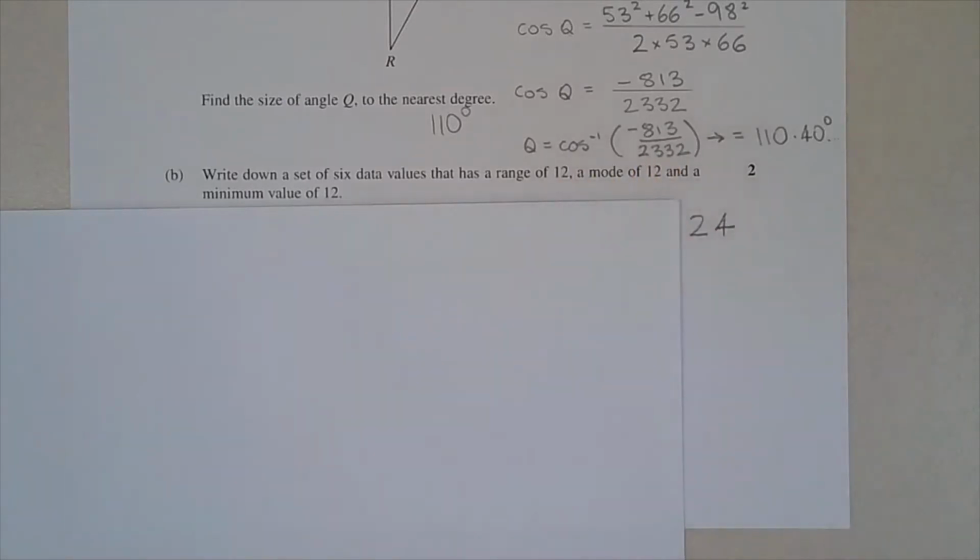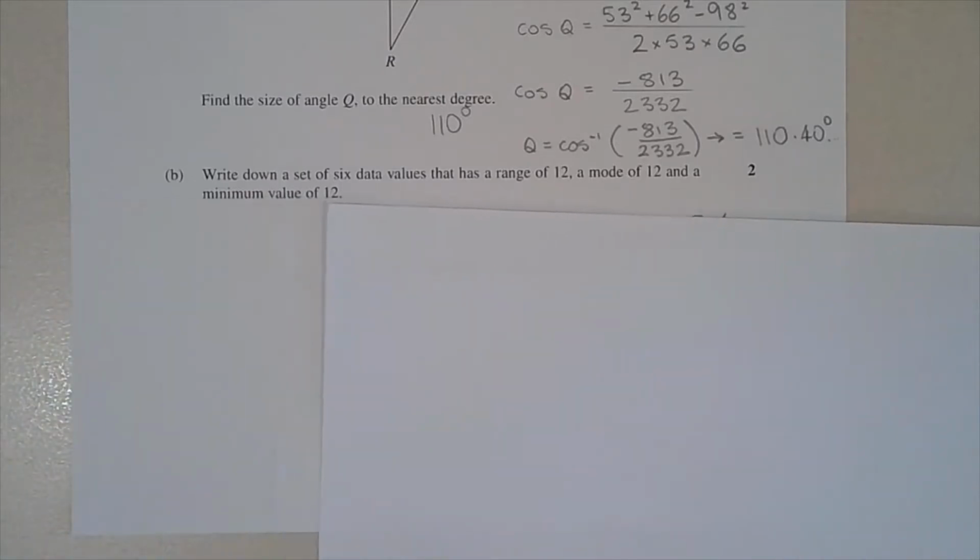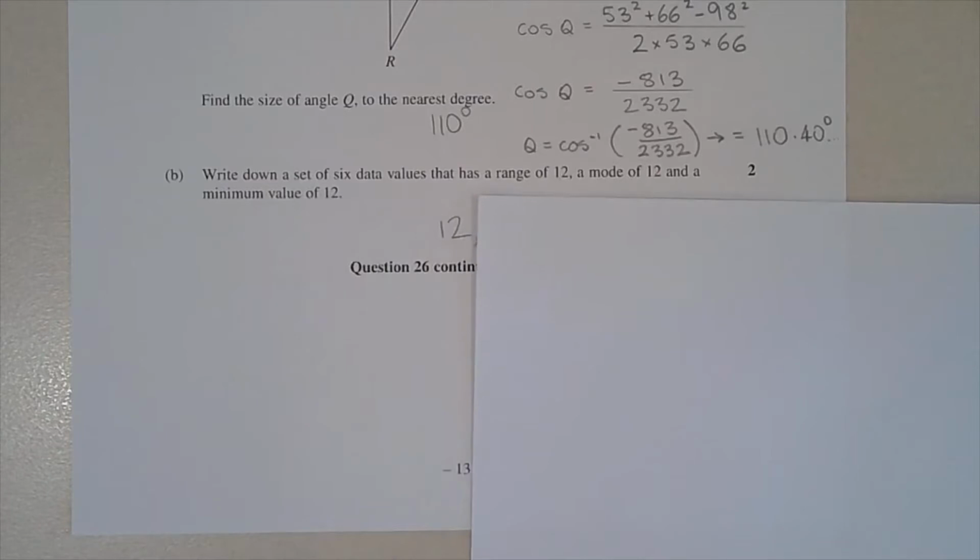The set of 6 data values has to have a mode of 12. Now the mode represents the most common score, or the most popular score. So we know that the score of 12 has to be the most common. So perhaps I could write a second 12 there. But there's nowhere in the question that states that the scores have to be different or distinct.